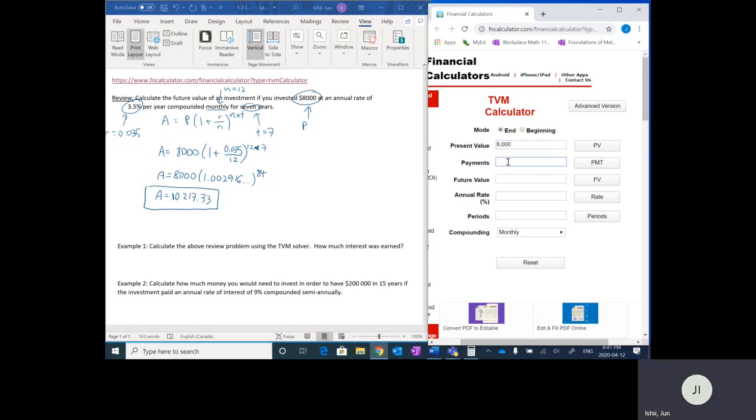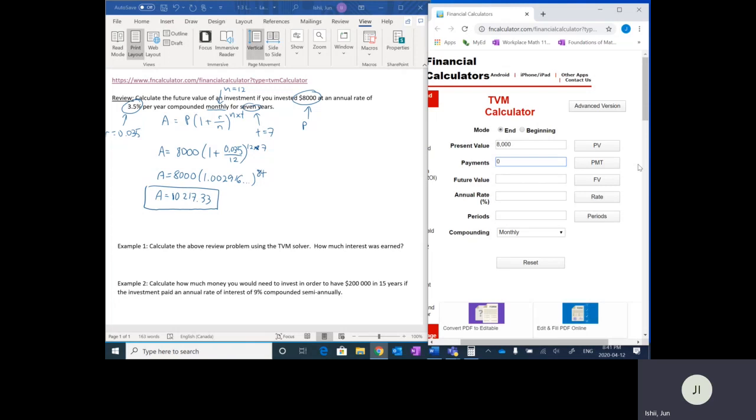Okay, so the next one here is payments. Payments we're not actually going to look into for at least a couple of lessons. Payments would be like if you were to contribute certain amounts of money, basically adding into the investment over time.